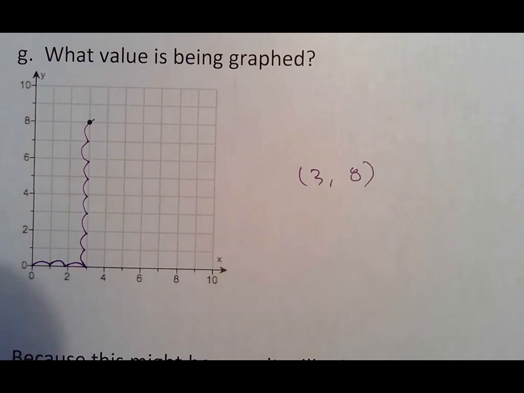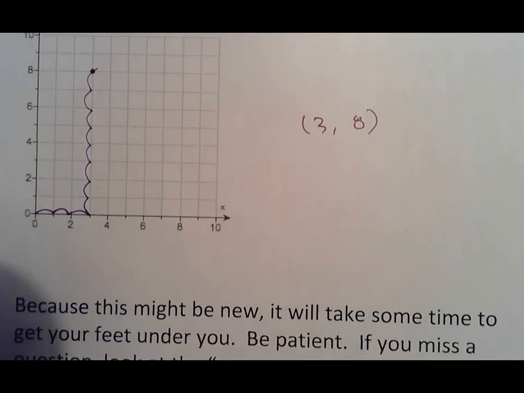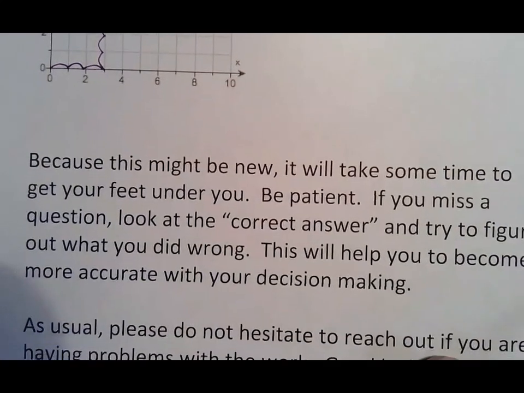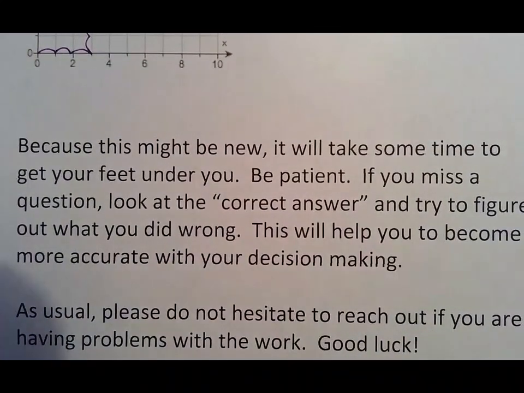But again, I need you to visually see how my counting exercise was working, where I'm just jumping from line to line and counting. Because this might be new, it might take some time to get your feet under you. Just be patient. If you miss a question, look at the correct answer and try to figure out what you did wrong. Again, just like I said, experience the failure or experience falling short, so you actually do care enough to try to get better at it, and you will eventually get better at it. It just takes time. So this will help you become more accurate with your decision making.